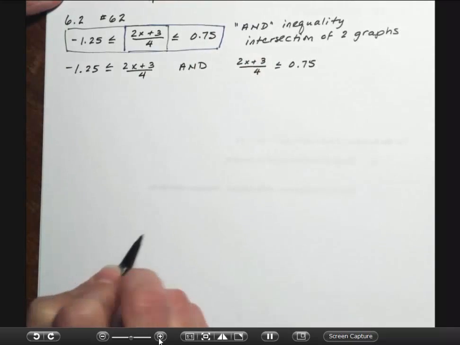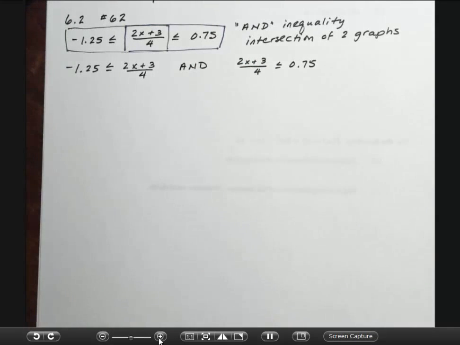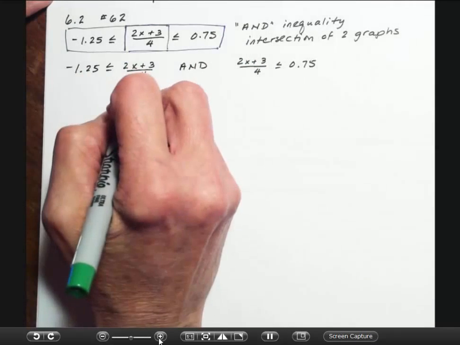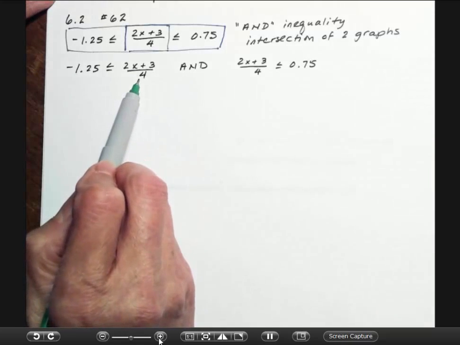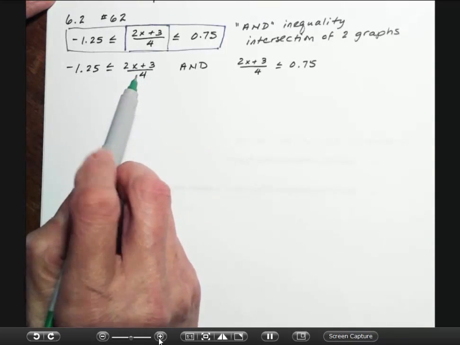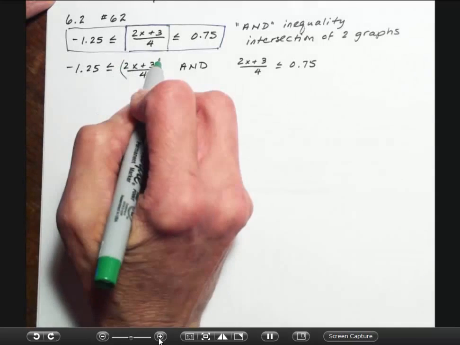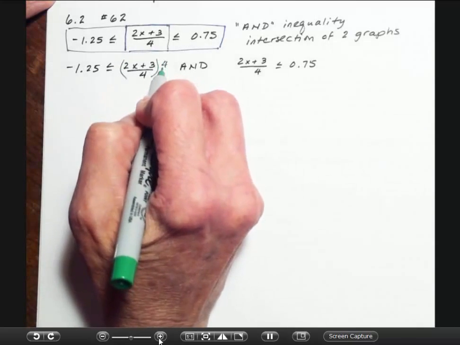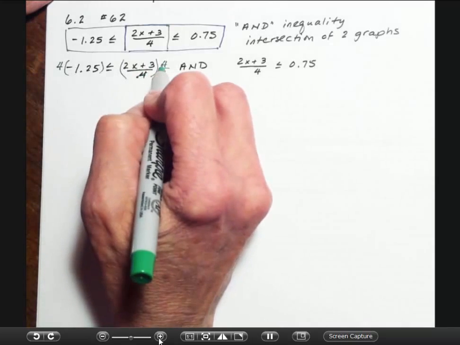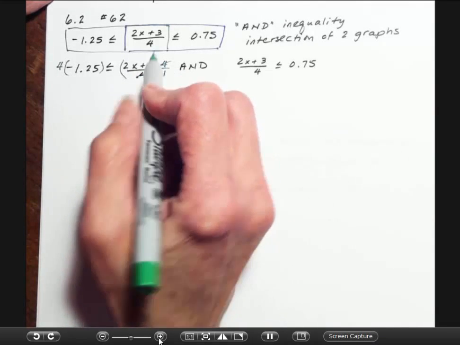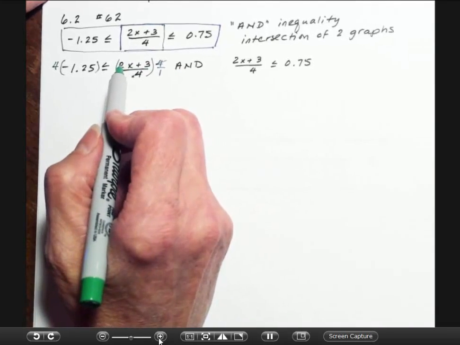Now to solve this inequality, I need to get rid of my fraction. I don't like the 4 being on the bottom here. So to get rid of the 4, I'm going to multiply by my LCD, which also happens to be 4. I'm going to take both sides of the inequality and multiply by 4, and when I do this, the 4 on the right side cancels out with the 4 that I'm multiplying by. So the only thing I'm left with is what I have up in the numerator.